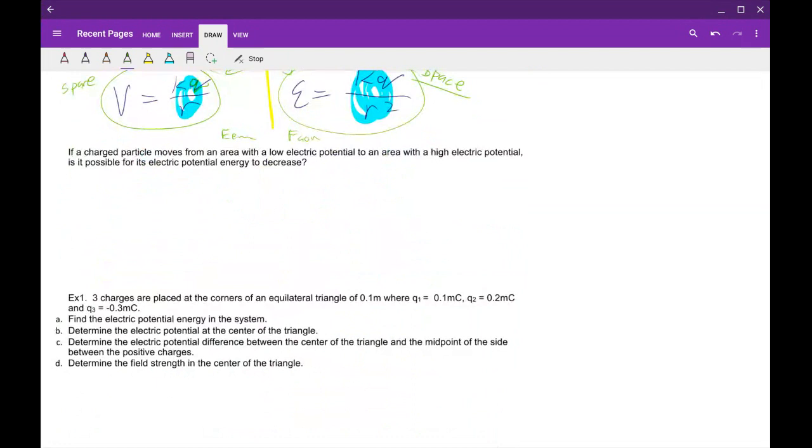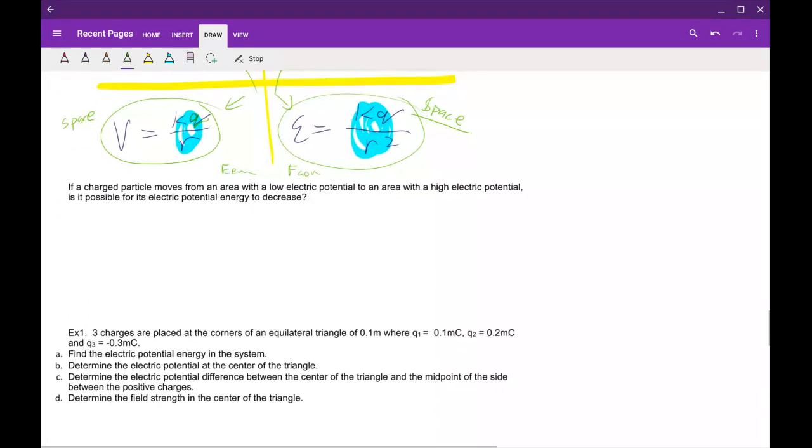So if charged particles move from an area with low electric potential to an area with high electric potential, is it possible for its electric potential energy to decrease? Okay. This one's a wild question. Okay, so let's see if I can remember how to do this one. So let's see. If a charged particle moves from an area with a low electric potential to an area with a high electric potential. Okay, so let's build a sort of a system here.